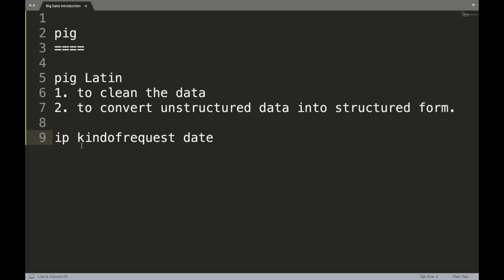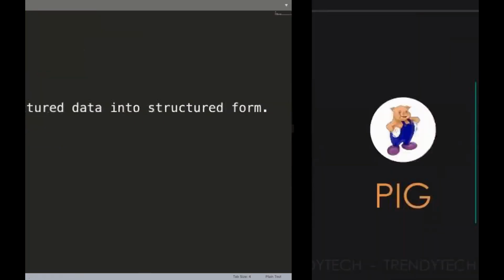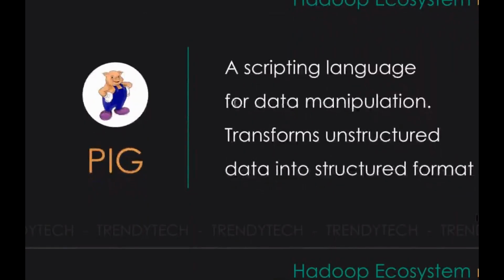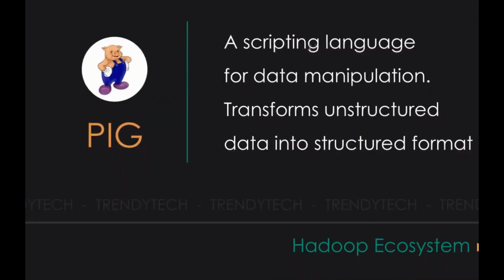Then if you can write the same thing in a script, you can create a table from this kind of data, right? That means you can convert this kind of unstructured data into a table. So converting unstructured data into structured form. So you can have a look: a scripting language for data manipulation also transforms unstructured data into structured form.